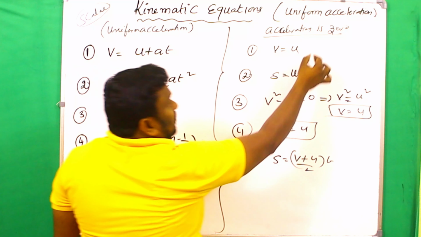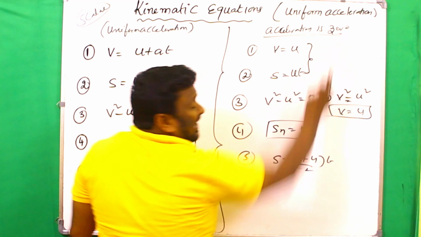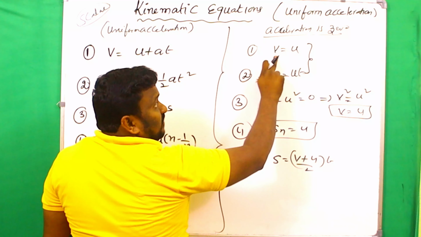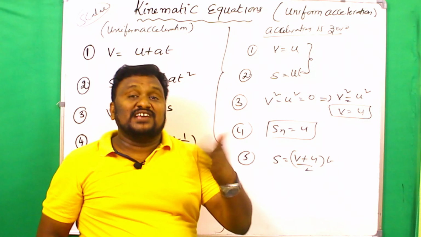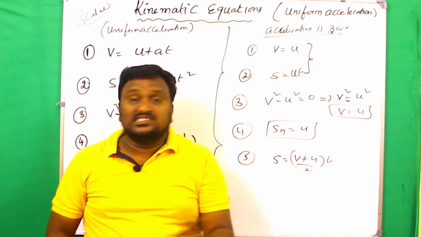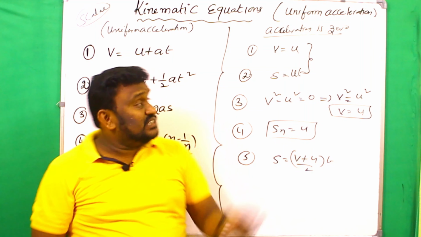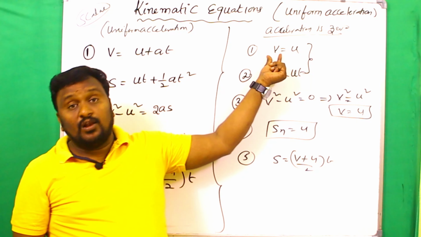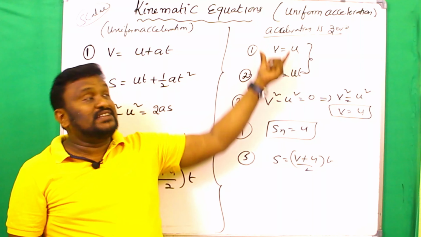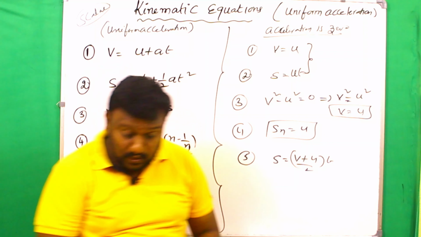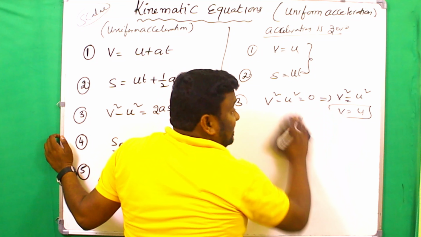So obviously we will consider these two as the main equations when the body has zero acceleration: initial velocity equals final velocity, and s is equal to ut. When there is any change in velocity, then only acceleration is possible. If acceleration is zero, it means there is no change in velocity. That's why initial velocity is equal to final velocity, and s is equal to ut. So these two equations we will consider when the acceleration is zero. So these are the equations of motion when the body has zero acceleration.